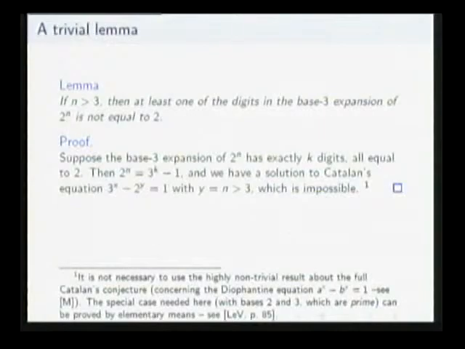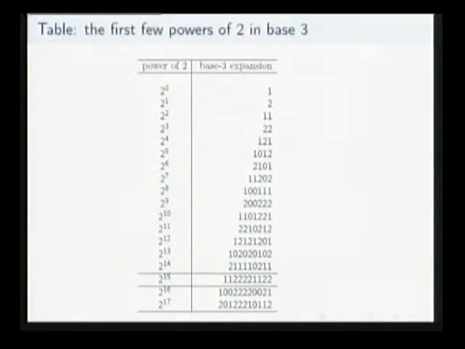Another thing I would like to mention: there are some patterns in this table that you may have noticed. If you look at the last digit, you see 1, 2, 1, 2, 1, 2. So it's a periodic sequence of period 2. If you look at the last 2 digits, if you put a 0 here, you see 0, 1, 0, 2, 1, 1, 2, 2, 2, 1, 1, 2, and then it starts repeating.